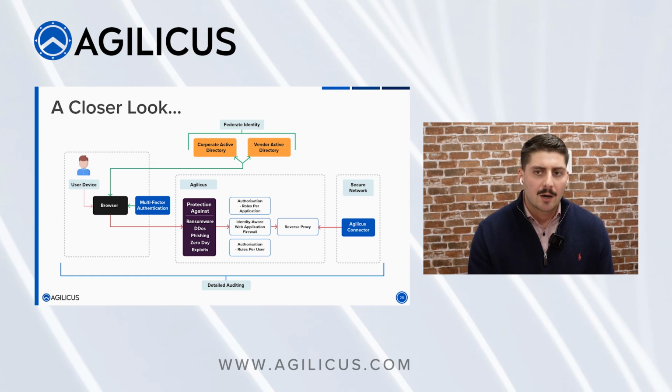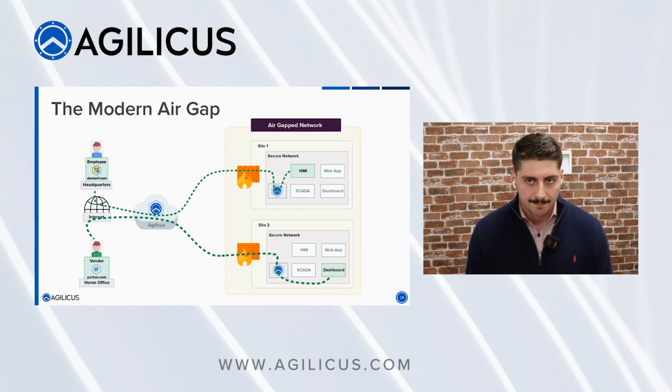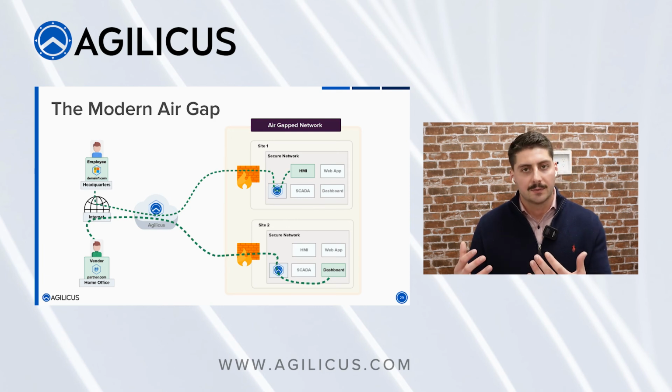So relating this back to the modern air gap discussion and what we talked about earlier, let's apply this to the air gap scenario. You have two users, very similar to before. You have a vendor that needs to support your HMI. They're sitting at home. You have a senior leader sitting at corporate headquarters that wants to view various dashboards that are linked to the OT network. With Agilicus, we map users to resources without using a VPN or connecting them to that network. So all those two users have to do is open up a web browser, and it just works.